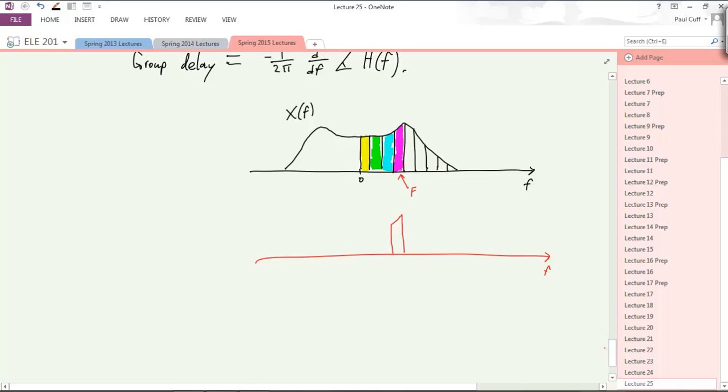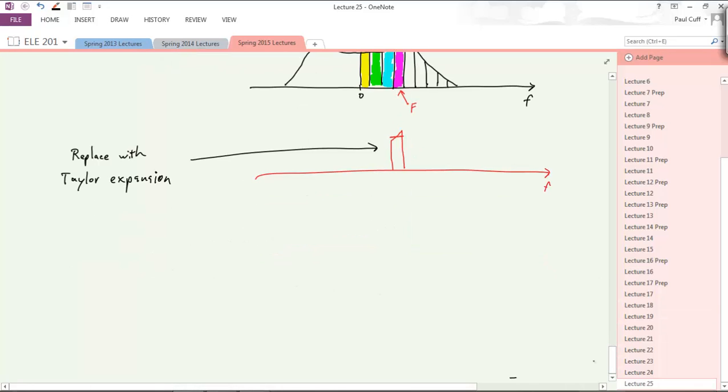But if this band is small enough, then this little rectangle could be approximated by a Taylor series expansion. In other words, we can approximate the magnitude as constant, and the phase as not constant, but with a first-order Taylor approximation. So we replace it with a Taylor expansion. That's going to look something like this.